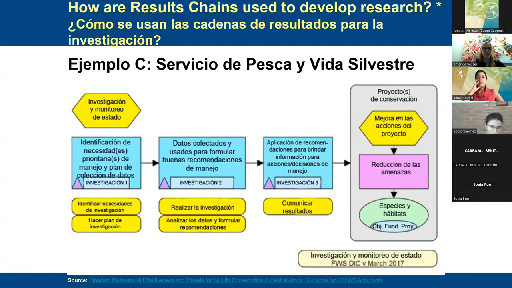Here is that same results chain in Spanish. I'm going to just pause for a minute for you to read this. It's the same information that we just shared, but now in Spanish.